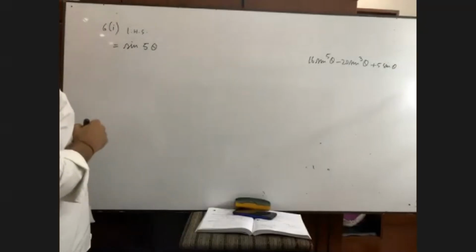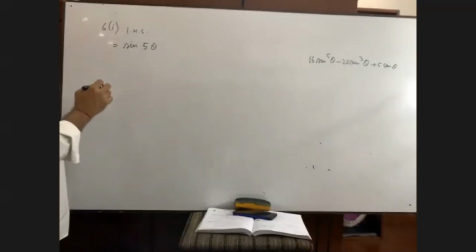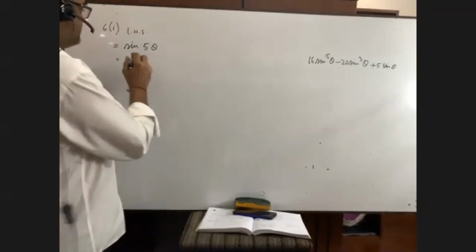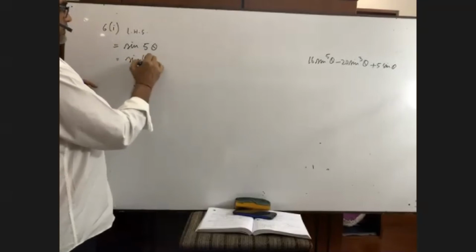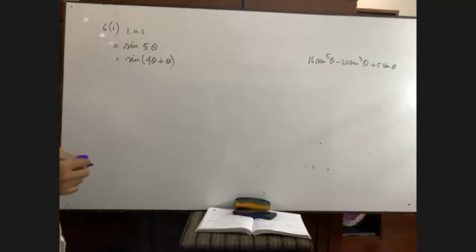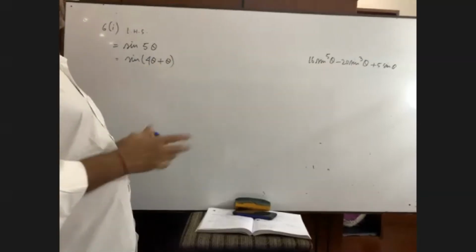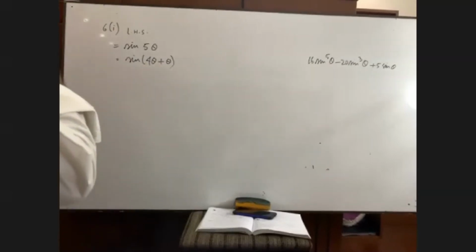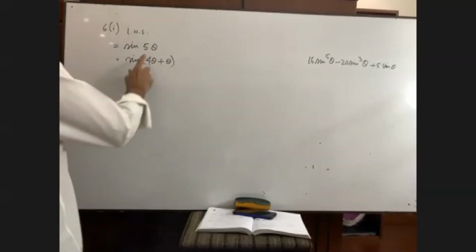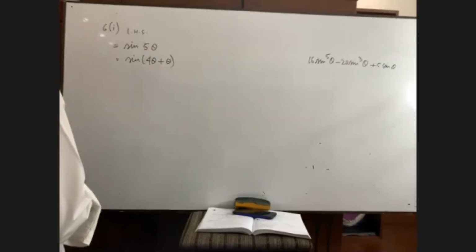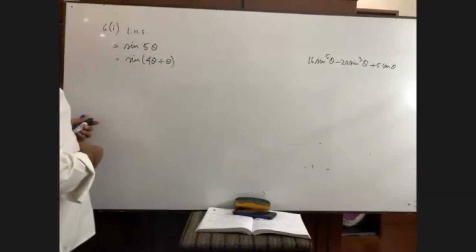Who can do it here? You see, it is what? Sine of 4 theta plus theta. You can also take sine of 3 theta plus 2 theta, not a matter. You will get the answer. Okay? You can take it 3 theta plus 2 theta. It depends on you. Have you got me?